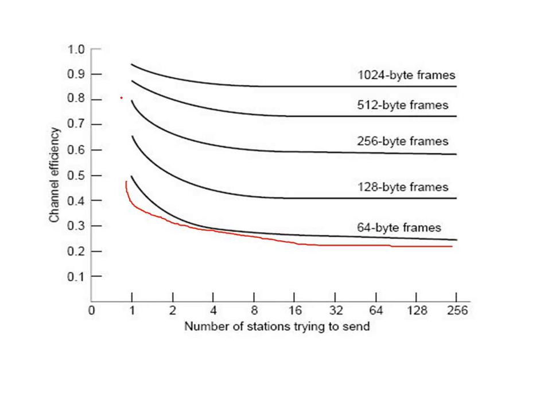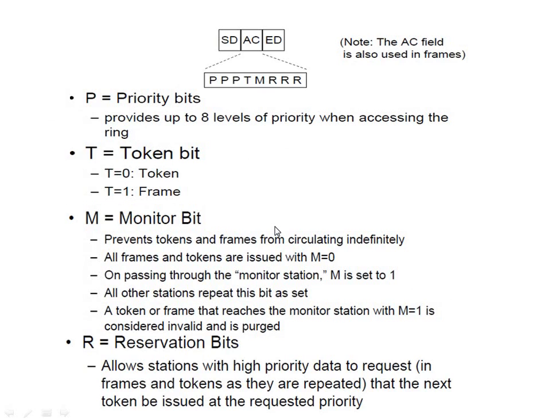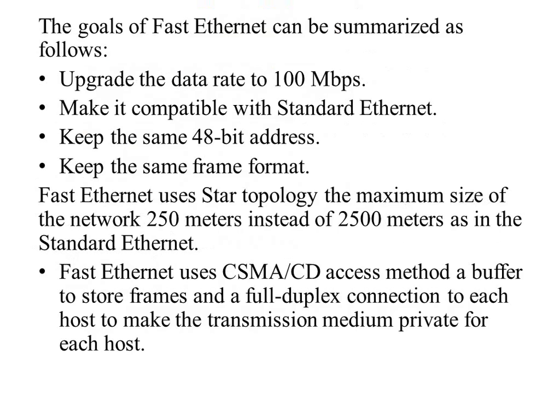For that purpose you need to consider that, and considering that you can see that if the number of frames increases, the efficiency increases. If the number of frames decreases, but as the number of nodes is increased, the channel efficiency is decreased. So we have already discussed it.